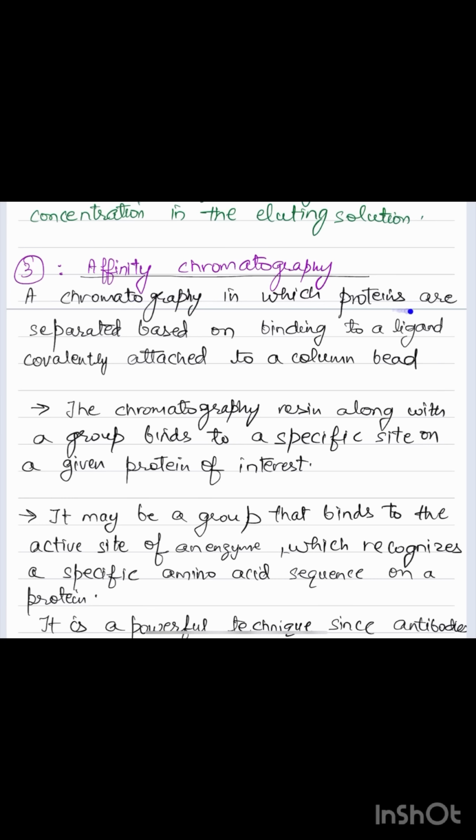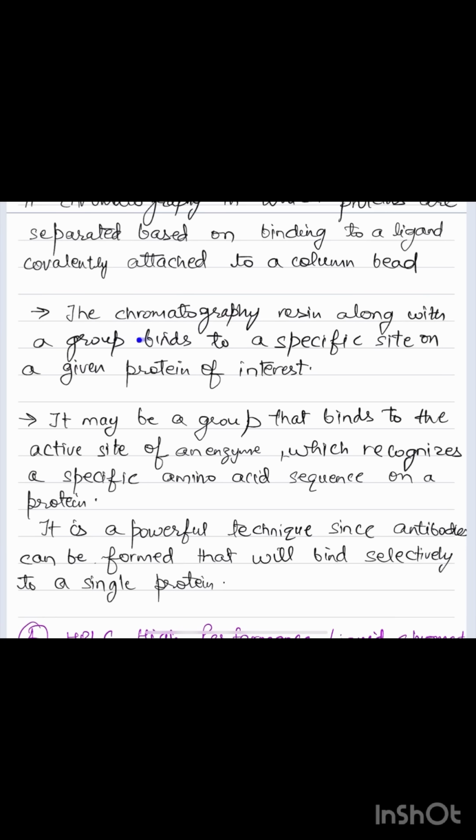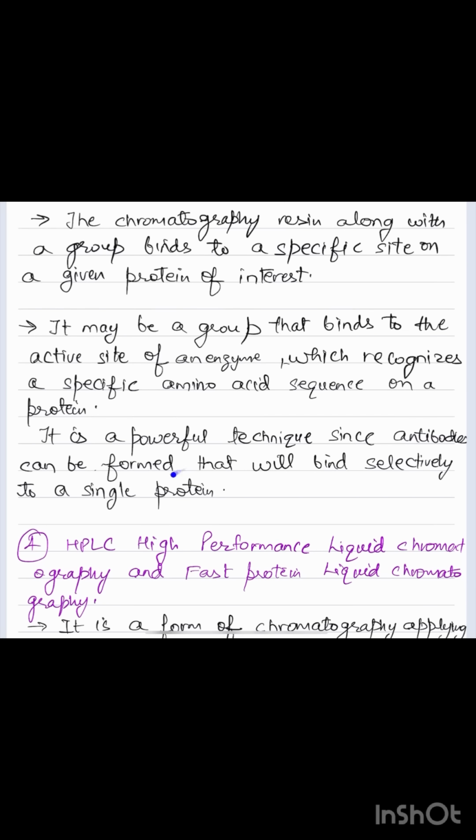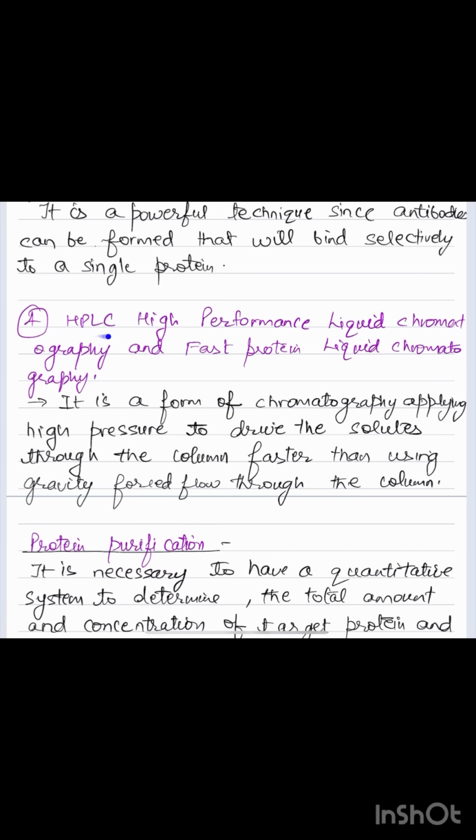Next, we have affinity chromatography. It is a chromatography in which proteins are separated based on binding to a ligand covalently attached to a column bead. The chromatography resin, along with a group, binds to a specific site on a given protein of interest. So it may be a group that binds to the active site of an enzyme, and it is a powerful technique since antibodies can be formed that will bind selectively to a single protein. Here we exploit the biological property that certain molecules have affinity towards each other.